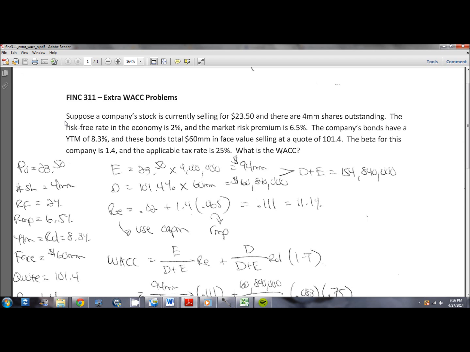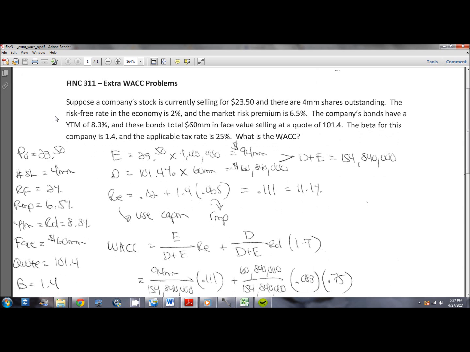I wanted to go ahead and shoot a video going over a weighted average cost of capital problem. And so let's get right into it. This is one of your extra problems that I would classify as being a slightly more challenging problem. And so this is definitely a good one to know how to do and do well to put yourself in a position to dominate the final celebration. And so let's get right into this.